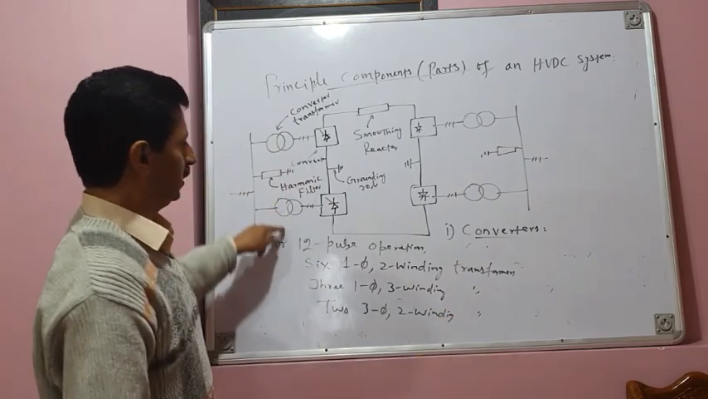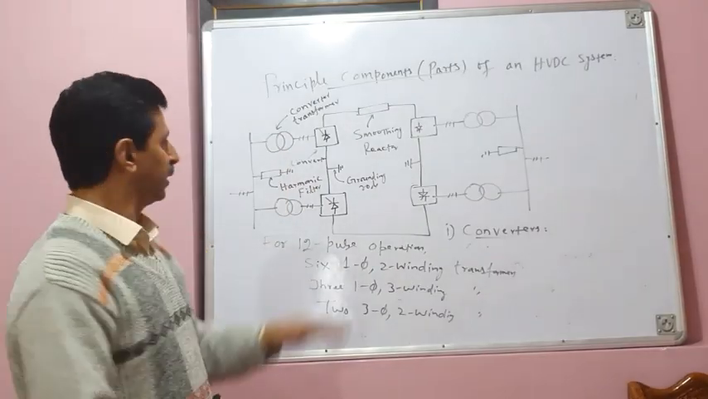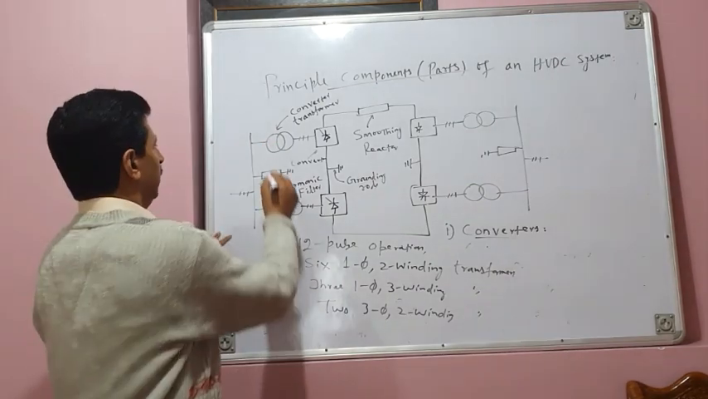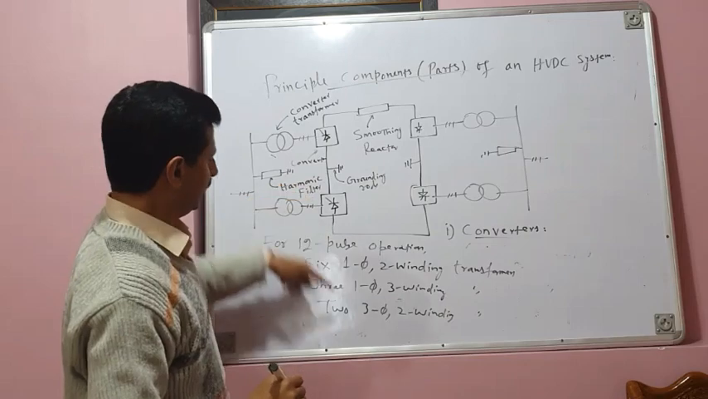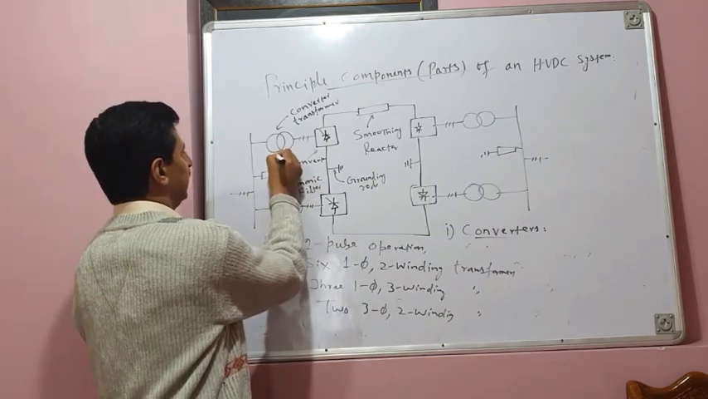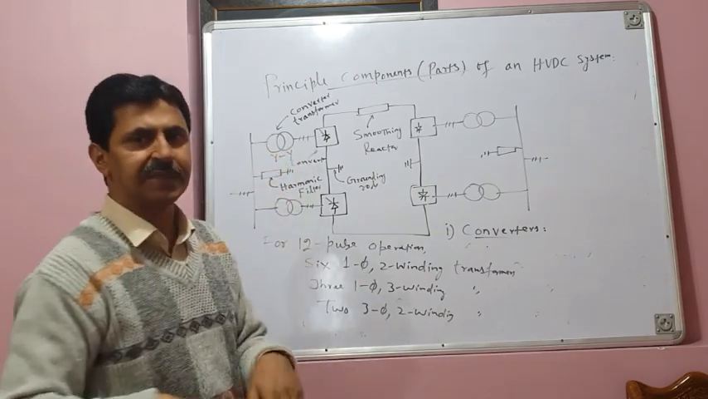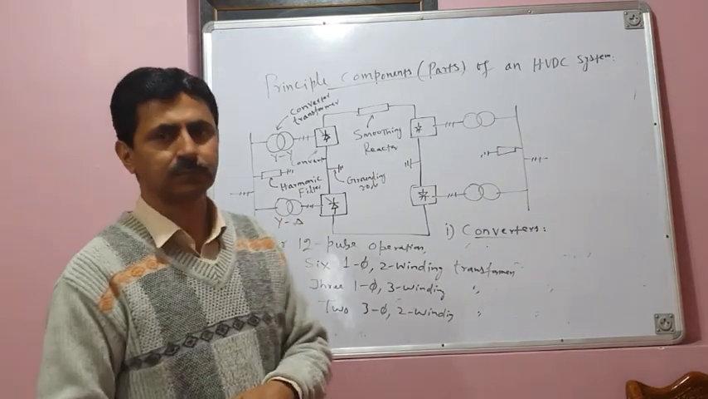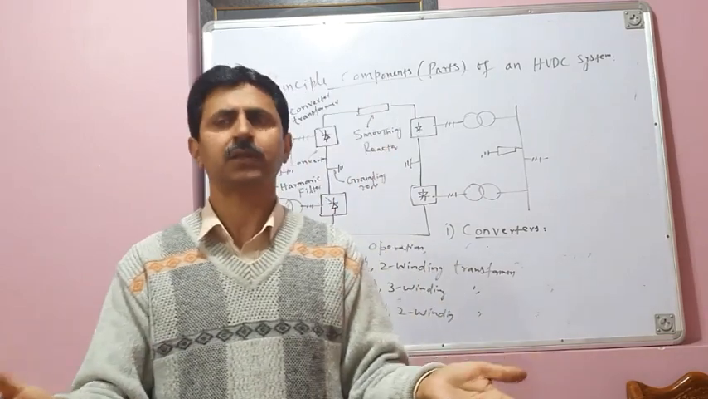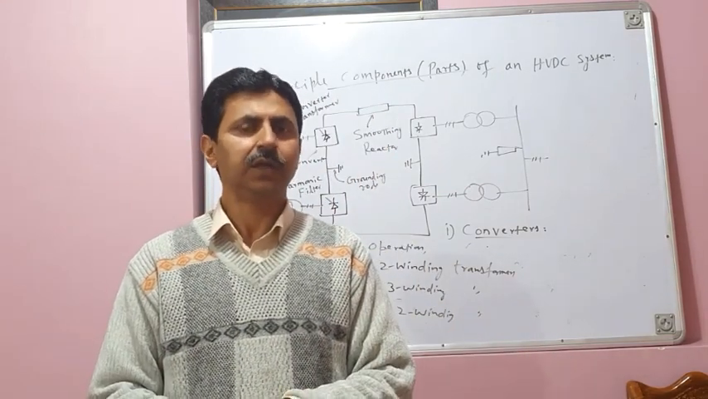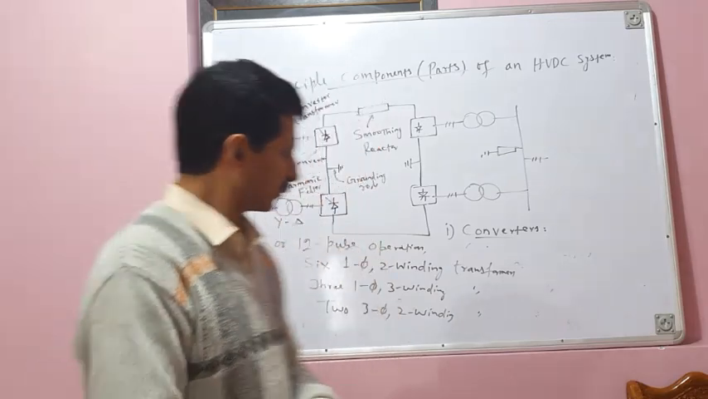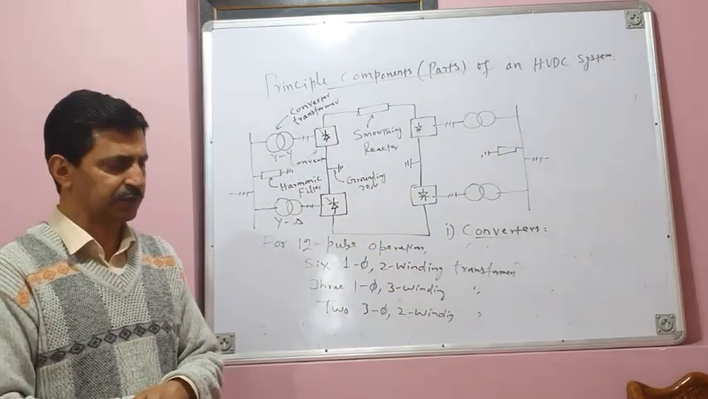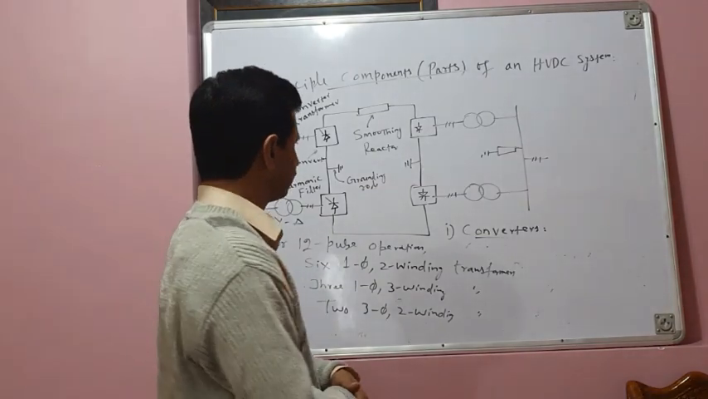You can see only 2 transformers. This is a 3 phase 2 winding transformer, this is a 3 phase 2 winding transformer. This is when you use two 3 phase transformers. One is Y-Y connected, Y-Y means star-star connected, and the other is Y-delta connected. The Y-Y and Y-delta combination gives 12 pulse operation. We'll discuss that later on. So these are the various possibilities of transformer connections.